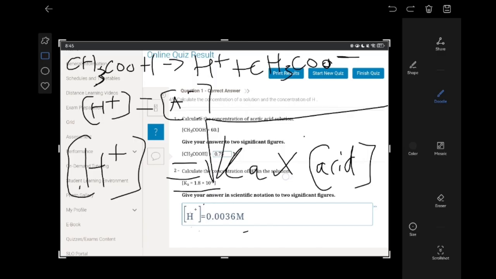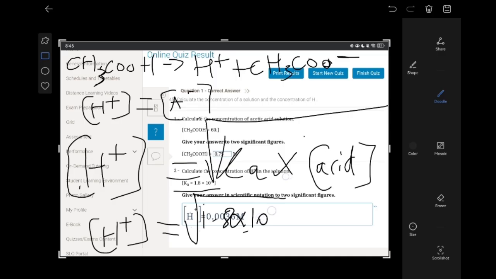So now, swap everything. That means H plus should equal the radical of 1.8 times 10 to the negative 5 times 0.75. You get, the thing is, for some reason you get 0.36, like 0.368, something like that.